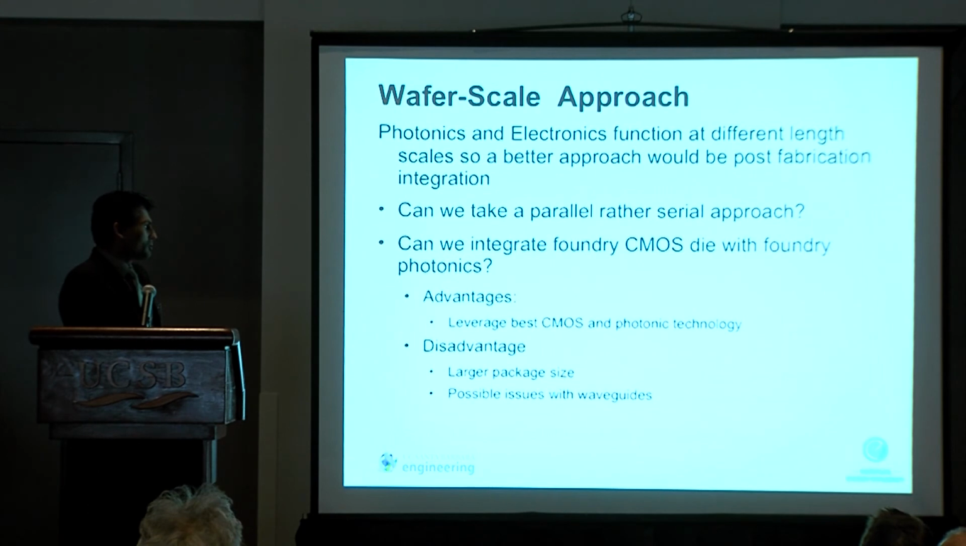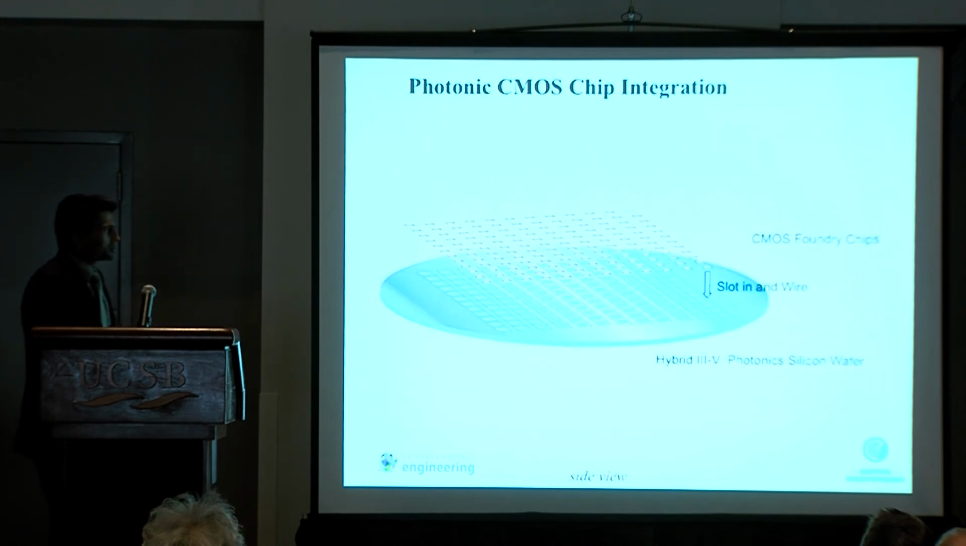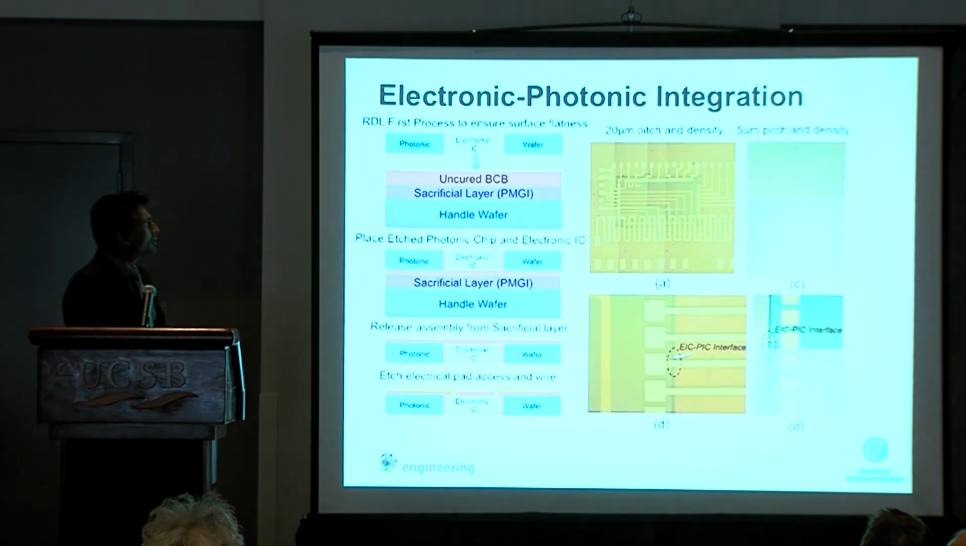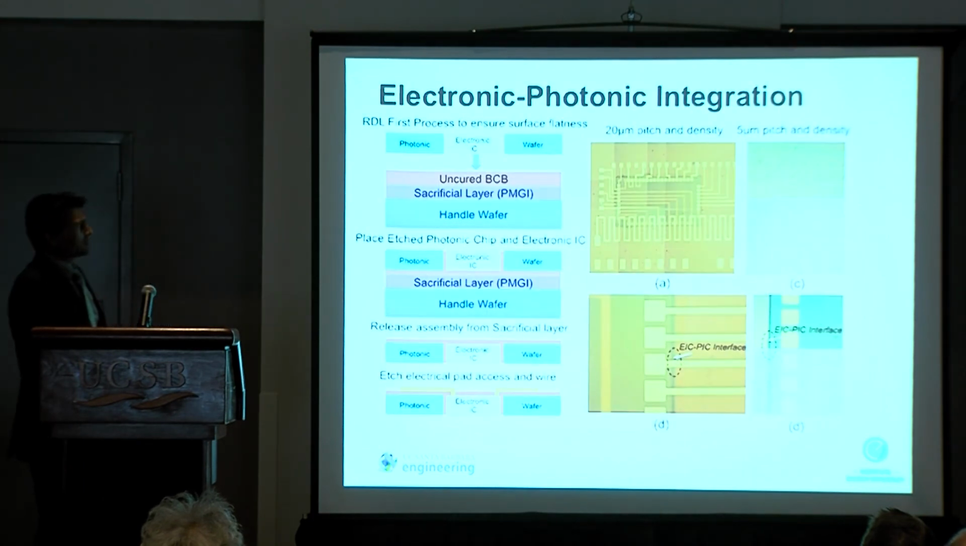There are disadvantages. You might get slightly larger package size, and maybe there'll be a problem with waveguides if you're not too careful. But we've sort of overcome that issue. So the idea basically is that you have a photonics wafer or hybrid III-V silicon photonics wafer. You get your CMOS foundry die. You slot in the slots, drop in your chip, and then wire it and connect everything together and planarize it. So here's an example of the process.